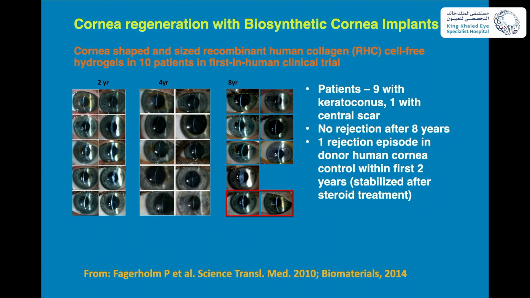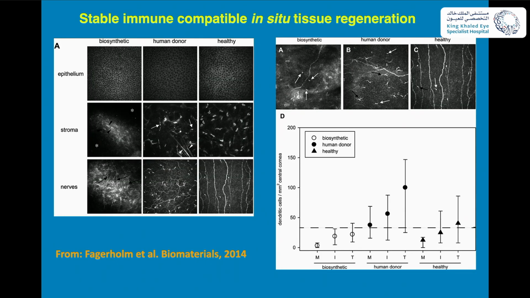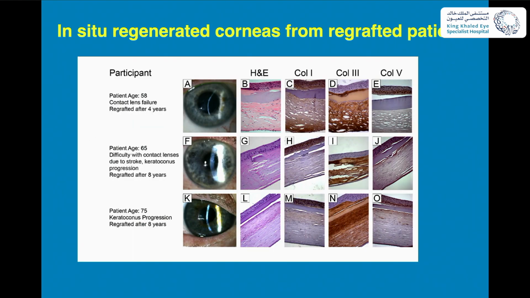Prior to that, our collaborator in Sweden, Professor Per Fagerholm, and his team used this same recombinant human collagen in 10 keratoconus patients, and they published 8-year results. Now it should be around 15 to 18 years of follow-up. This is all published in Biomaterials, and you can see that these corneas are well maintained, with no rejection, no epithelial defect, and you see stable, immune-compatible regeneration of the nerves. You can see the epithelium, stroma, and nerves.